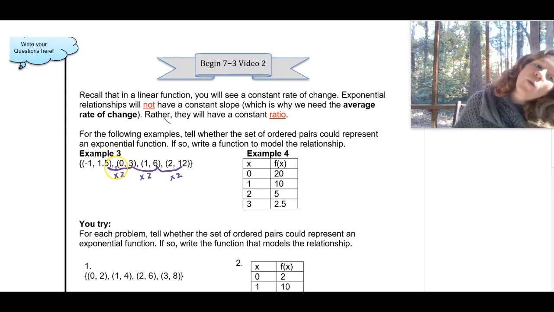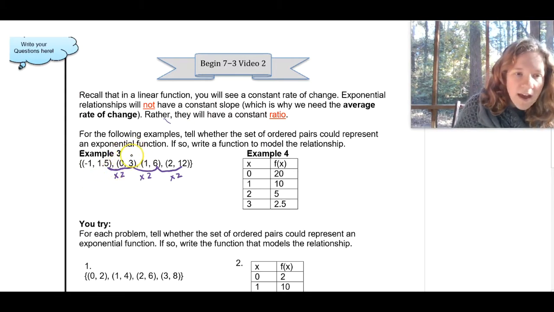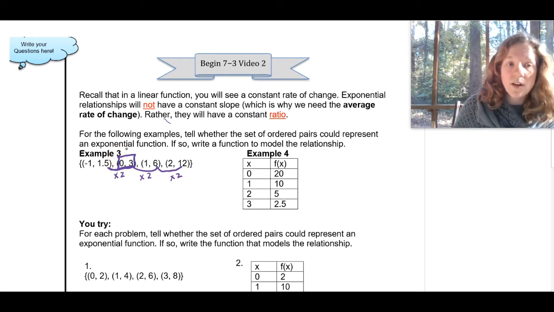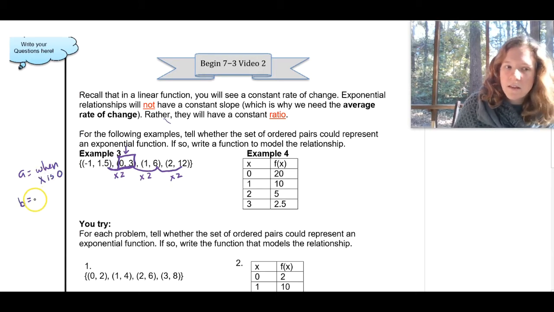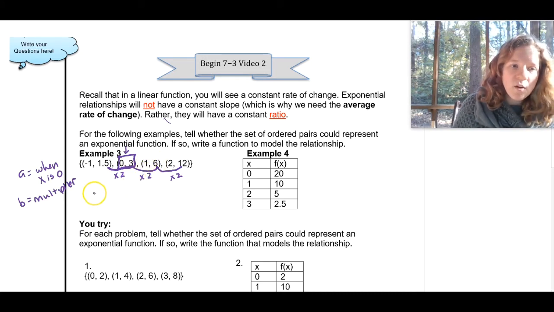So if I'm going to write an equation for this, my start value, I'm going to go to the y-intercept, which is right here, when x is 0. So my a is going to be when x is 0. And my b is going to be whatever the multiplier is. That is your common ratio. So I am thinking that the equation for this is going to be y equals 3, because that's when x is 0, times 2 to the x.